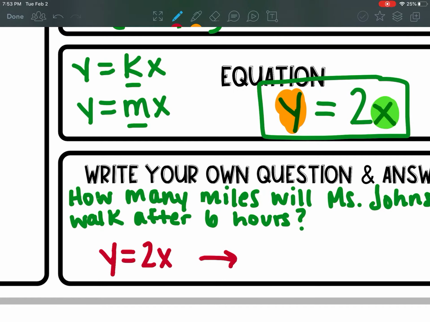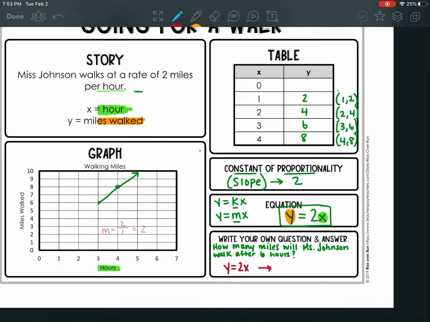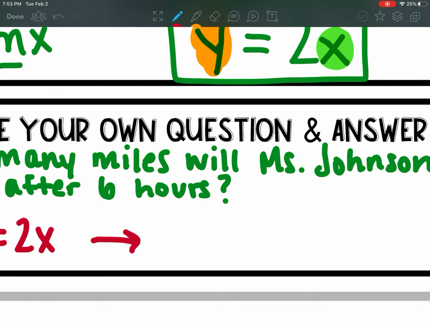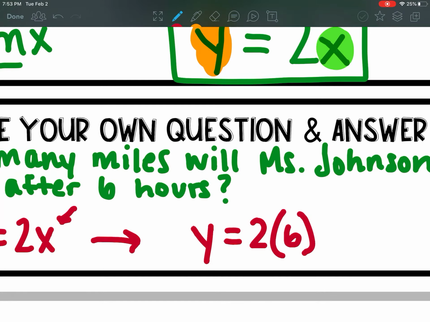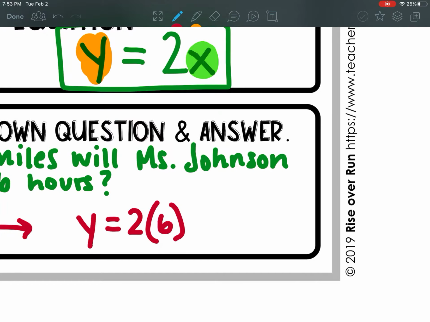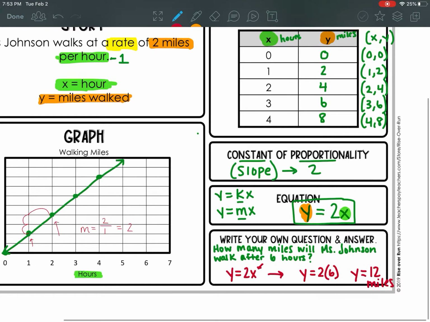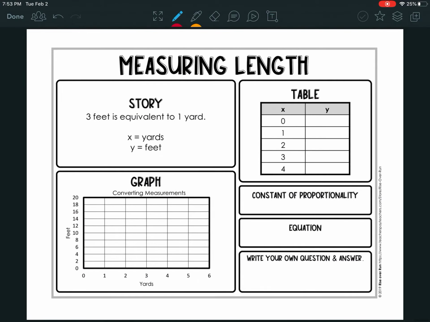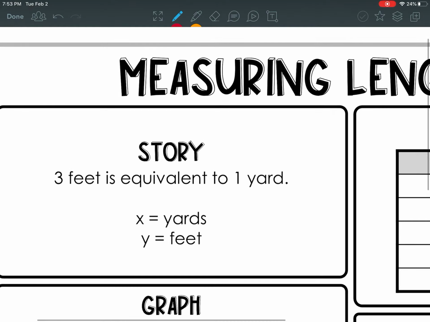Now, we could use our graph, but we could also use that equation, y equals 2x. We know that x represents our number of hours. We've highlighted that in several spots here. So we're going to replace the variable x with our 6. So y equals 2 times, remember, right next to x, that means multiply. So we get y equals 12. And we know that y represented miles. So after 6 hours, she will have walked 12 miles. Okay? So there's one scenario.